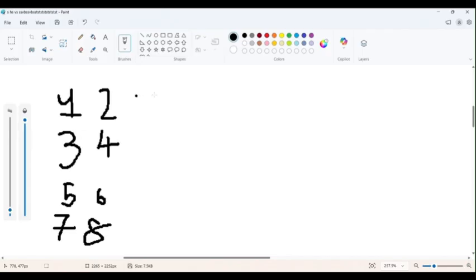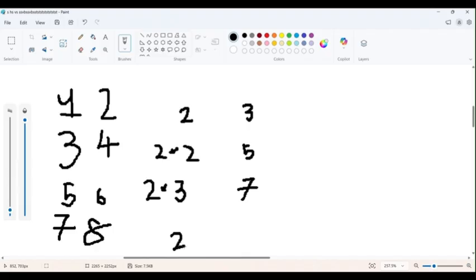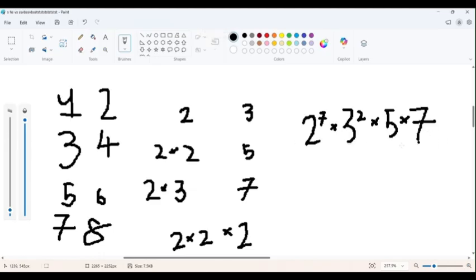So 2, you can ignore the 1, and then there's 3, 2 times 2, and then there's 5, and then there's 2 times 3, and then there's 7, and then there's 2 times 2 times 2. So this is 8 factorial.